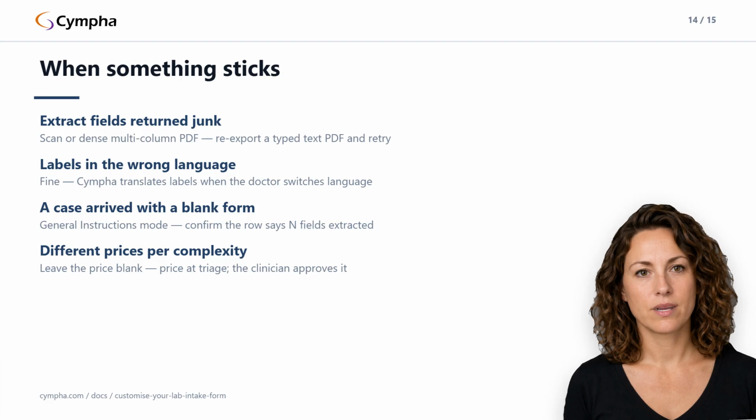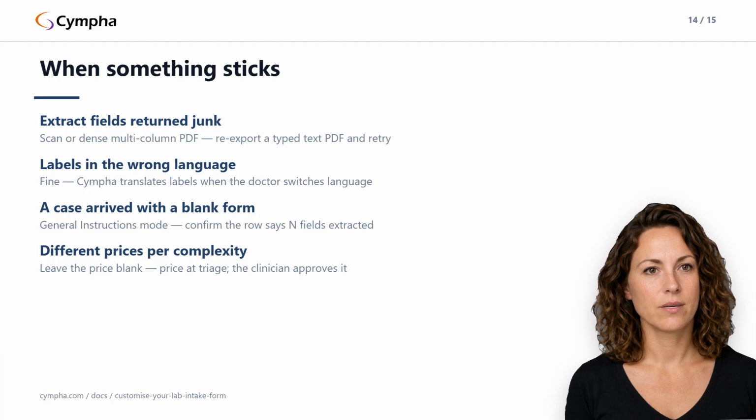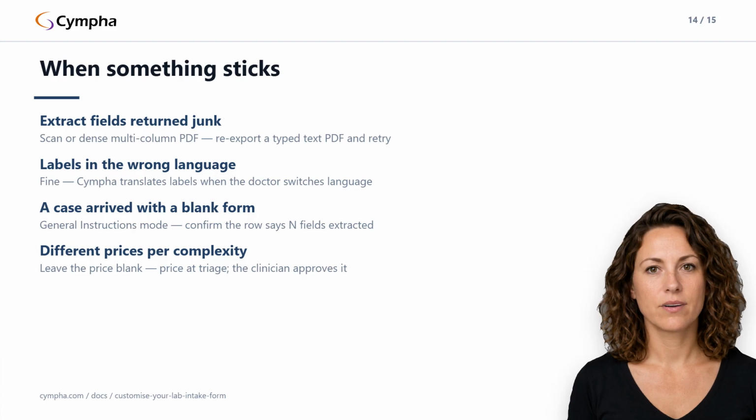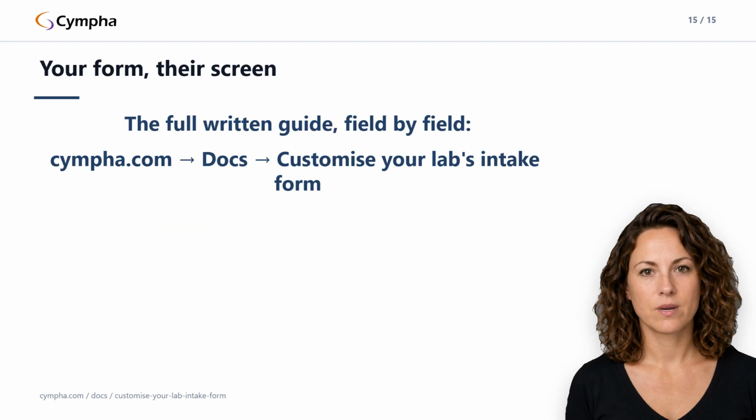A clinician submitted a case and the form came out blank. They probably submitted in general instructions mode, which is what shows when a service has no template. Check that the row really says fields extracted, and rerun the extraction if it doesn't. And if you want different prices for different complexities, leave the service price blank so clinics see contact for pricing, then pricing happens on the case itself. Once you triage, you enter its price, and the clinician approves it before being charged.